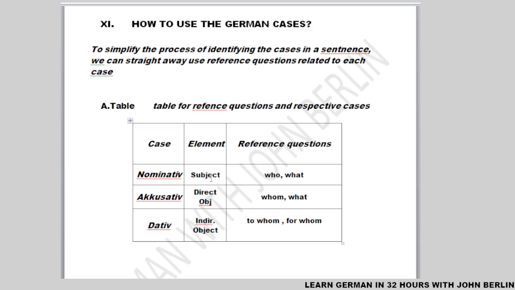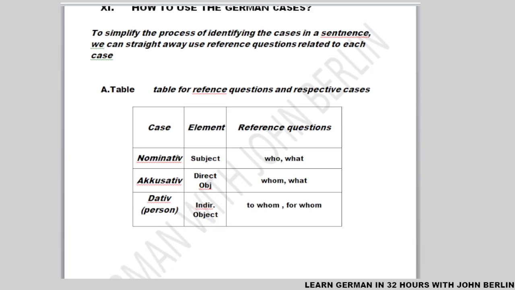We can understand it even better. Subject means the person who does the action or the thing what does the action. Accusative case basically means a person to whom the action happens or a thing that receives the action. And dative is always a person, never a thing. So we could write here, always a person, and a person to whom you give something or a person for whom you do something. Yes, in both cases, it's always a person.